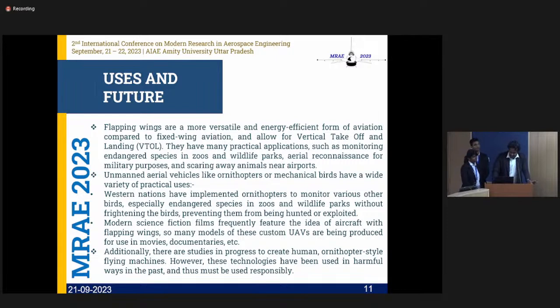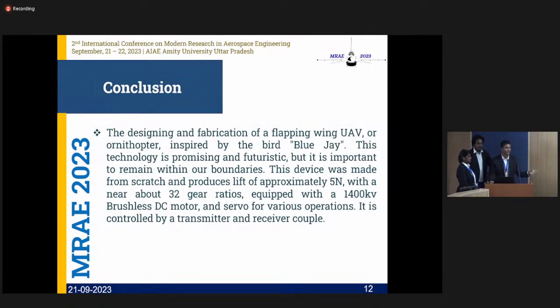With all new and prevalent technologies, in the past there have been instances where this technology was employed for harmful purposes. So while we continue to develop this new technology, we have to keep in mind that we develop and deploy them with a sense of responsibility. With this, I would like to conclude the paper.